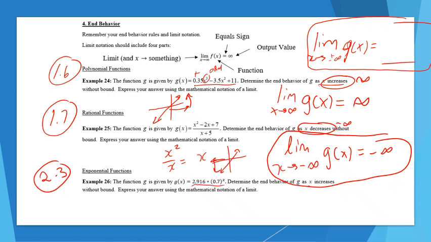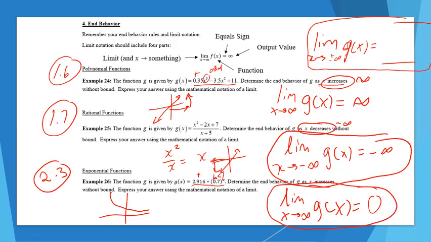And now for an exponential function, g is given by that exponential function. Determine the end behavior as x increases. This should be the limit as x approaches infinity of g of x. And now to determine what this is, our a value is positive, but our b value is less than 1. So this is going to be an example of exponential decay. So we should have something like this, which means as we increase, this is going to tend towards 0. So that should be our limit statement for example 26.